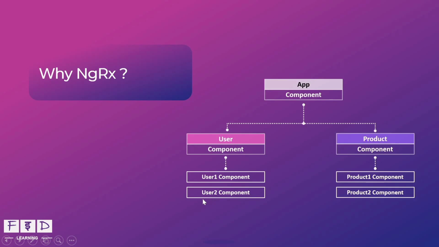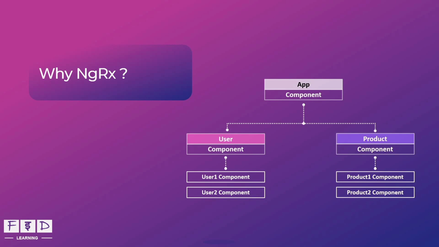And here, if user1 or user2 component wants to share data with the user component, then we can achieve this by using the @Output decorator. And if user component wants to share data with user1 or user2 component, that also we can achieve by using the @Input decorator due to their parent-child relationship. Similarly, product1 and product2 components can share data with product component using @Input and @Output decorators.